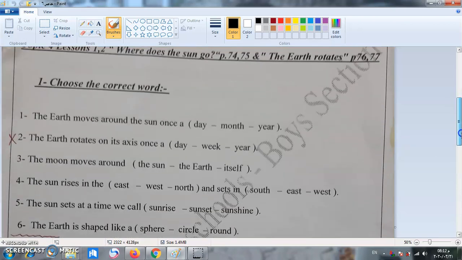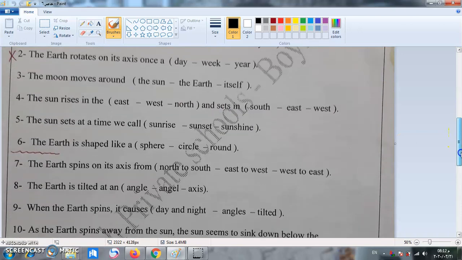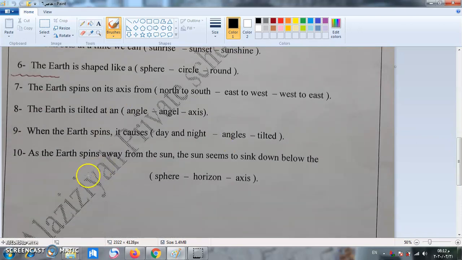Our questions now start from number 2. It says the earth rotates on its axis once a day, week, or year. You can answer by yourself and complete the answers from 7 to 10. Okay, we have 4 extra sentences about the lesson.